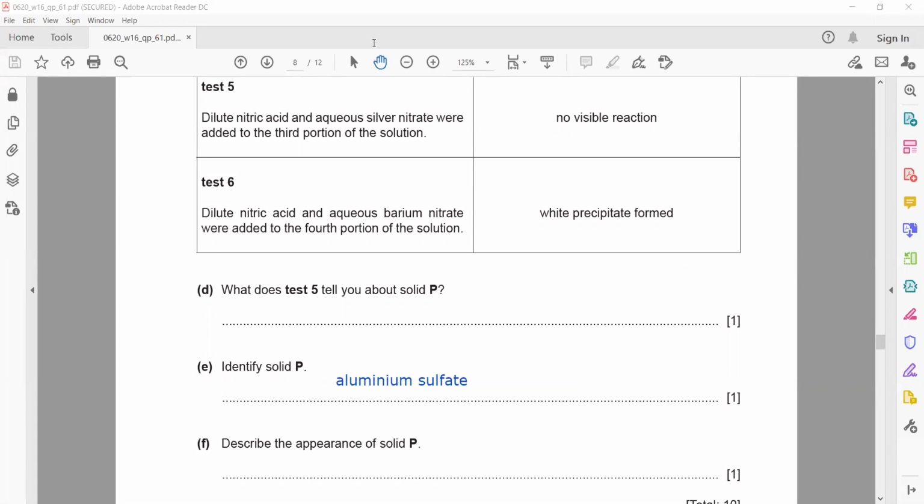Describe the appearance. Group 1, 2, 3: if they are solid, that will be a white solid. If there was a transition metal, then it will be a color. If it was a solution, the same question, describe the appearance of the solution of P, then it will be colorless. But solid, it will be a white solid.